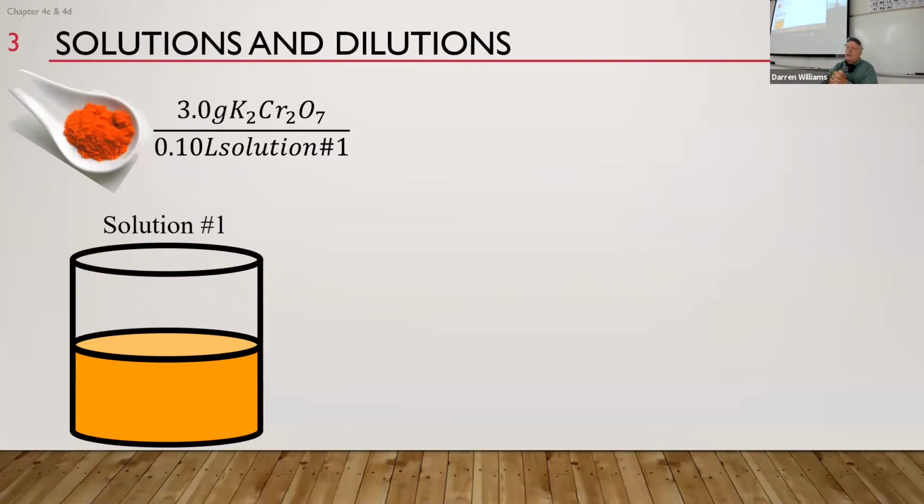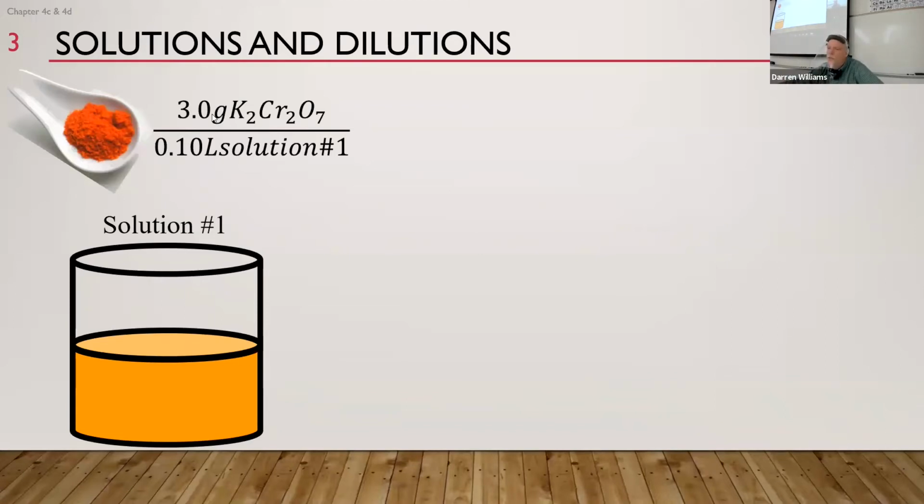Okay. Well, you weigh out a reasonable amount. I mean, this is kind of a lot, but still, you weigh out a reasonable amount, like 3 grams of potassium dichromate, and you don't want to make a bunch of it. You just want to make a small lab sample. And so you get out 1/10 of a liter. So you have a little 0.1 liter, or 100 mL, volumetric, and you put in 3 grams and dilute to the mark, and you have 3 grams of potassium dichromate in 0.1 liters of solution. So the question is, what's the concentration?